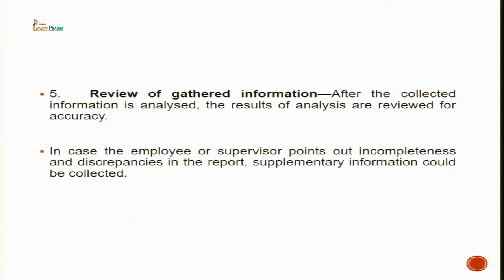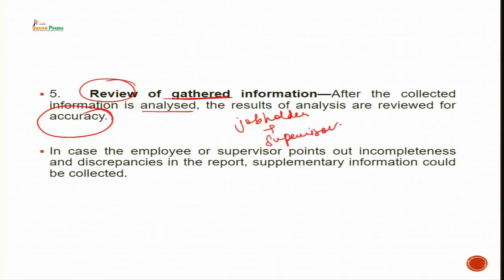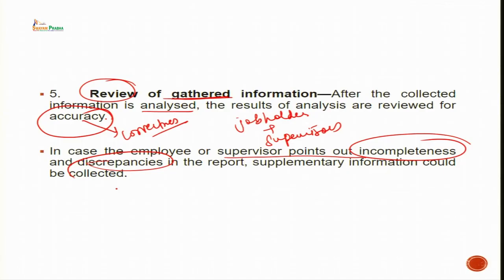Then comes review of gathered information. We have gathered a lot of information in the previous step through various methods. Now we have to review that information to give it a meaning. So after the collected information is analyzed, the result of analysis is reviewed for its accuracy. And generally the specific job holders and their immediate supervisors do this process of reviewing the information which has been gathered. And then the opinion of the employees performing this job is taken to ascertain the accuracy, correctness and completeness of the job analysis process. So in this case, employees and supervisors point out any incompleteness or any kind of discrepancy they have seen in the report, or supplementary information to be collected for further analysis.